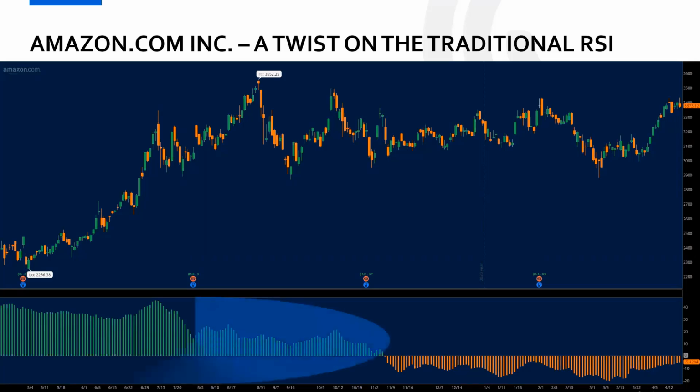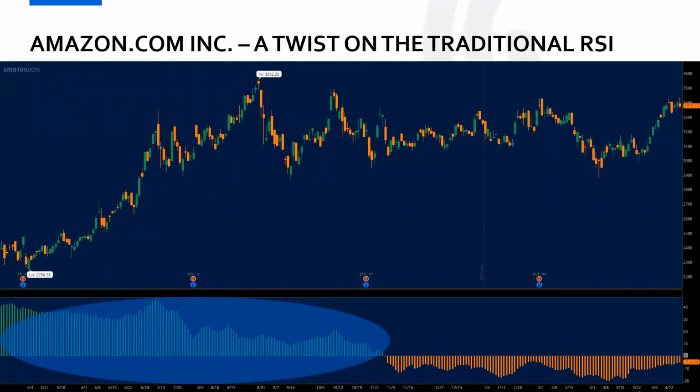And so if you'll notice here, using this new formula that I'm going to share with you guys tonight, we've got a green histogram, and it's telling us that this stock is outperforming what I'll reveal to you here in just a second on a relative basis. And you'll notice what's happening to the share price of Amazon.